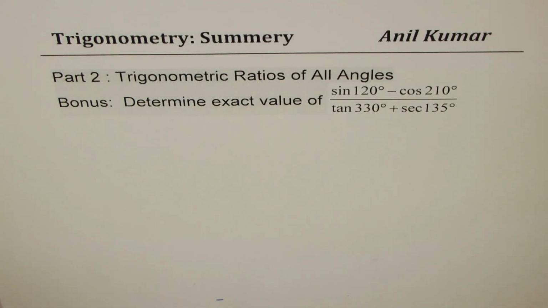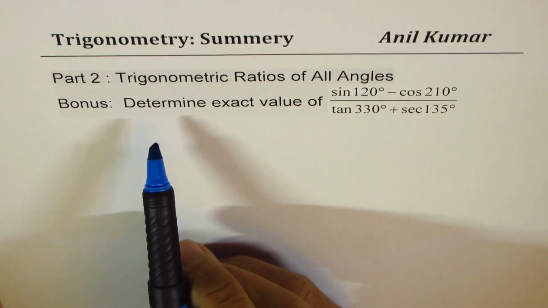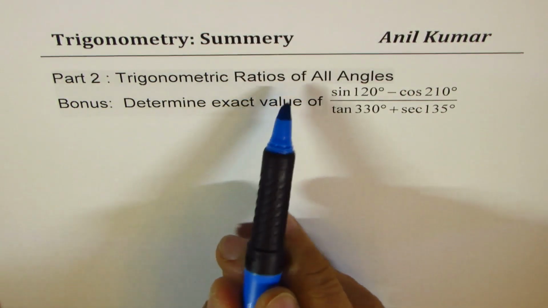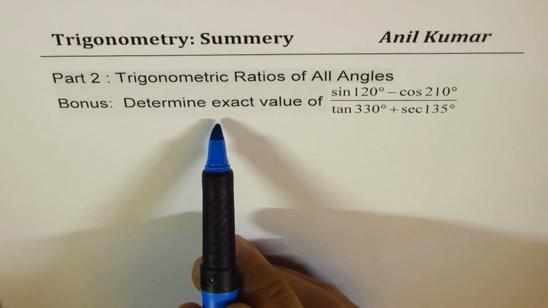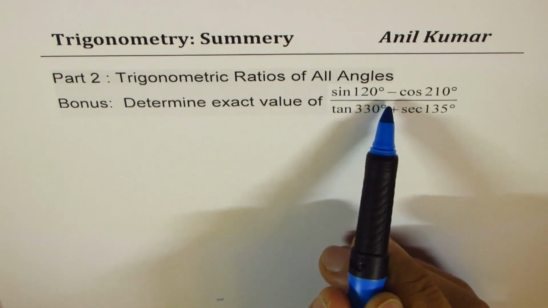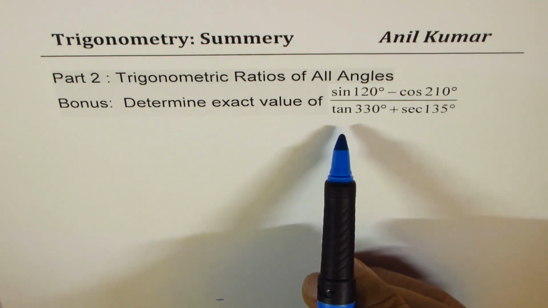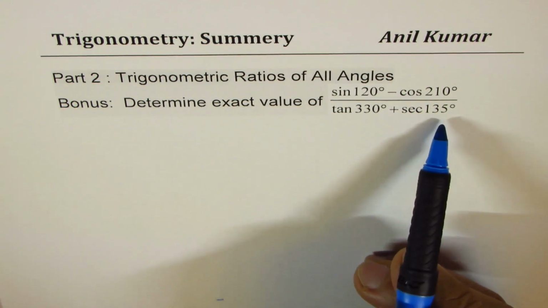I'm Anil Kumar, and in part 2 of trigonometry summary, I'm going to discuss with you trigonometric ratios for all angles, and we'll take up a very special example to find the exact value of sine 120 degrees minus cos 210 degrees divided by the sum of tan 330 and secant 135 degrees.